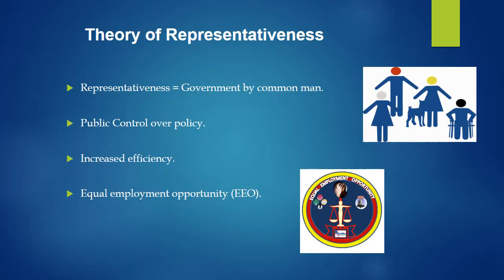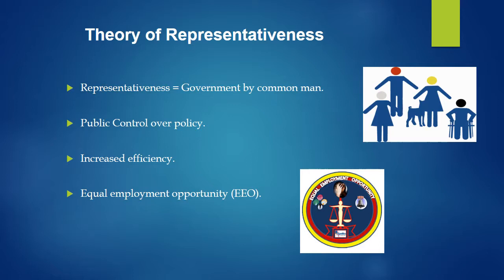The theory of representativeness is another way of saying it's government by the common man. Governmental organizations are assumed to be political. Policy-constructing organizations implement governmental power, but it can be controlled, and the controlling process is called representativeness, or government by the common man. Public control over policy and increased efficiency was introduced in this method.